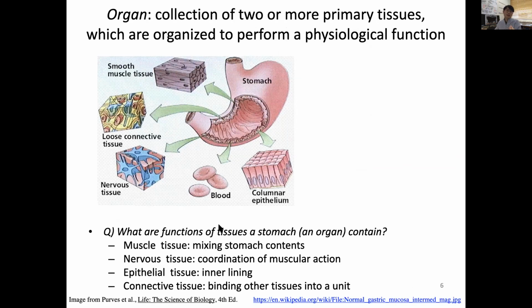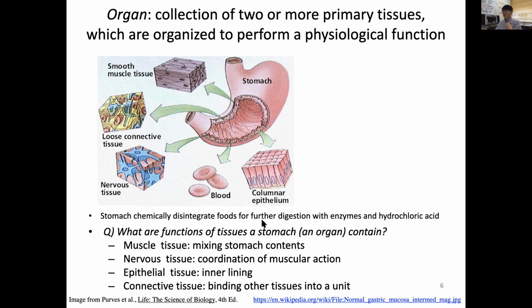So let's bring an example so that we can understand the organ, which is a collection of two or more primary tissues organized to perform a physiological function. For example, let's think about the stomach. The stomach's physiological function is to chemically disintegrate food for further digestion with enzymes and hydrochloric acid. So here's the stomach, and what are the functions of the tissues composing the stomach, which is an organ?